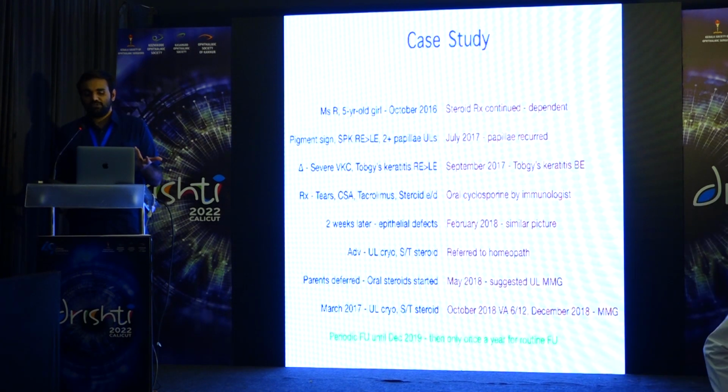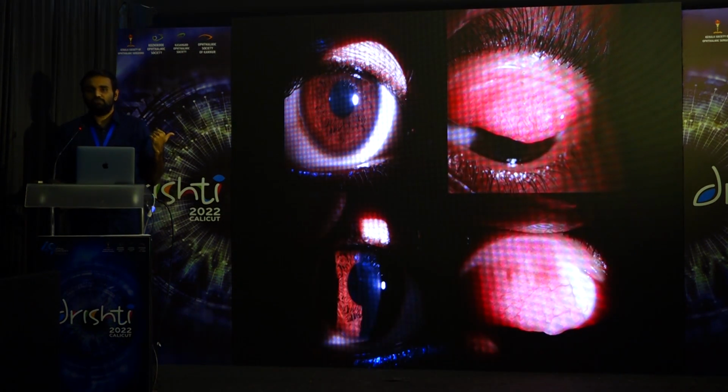We sent her to an immunologist. They started her on cyclosporine. That didn't work as well, because in February 2018, she came back with a recurrence again. Out of desperation, we even sent her to a homeopathologist, but that didn't work, obviously. And finally, in May 2018, we ended up doing an upper lid mucous membrane graft. This is her 2 months before, so she's not had a recurrence since.